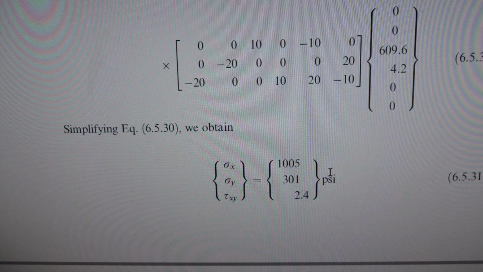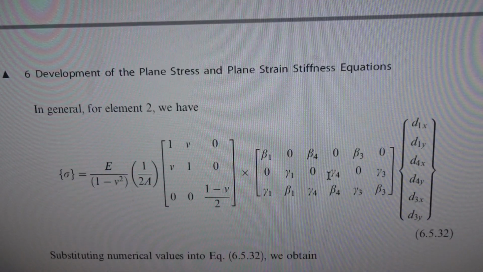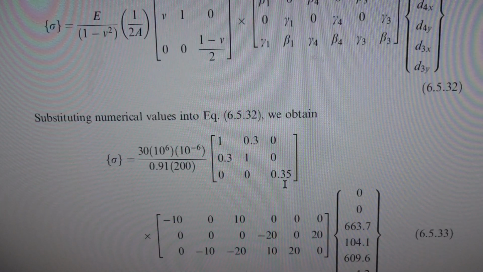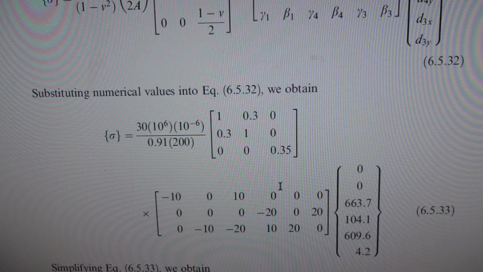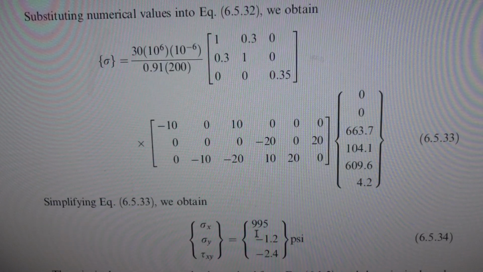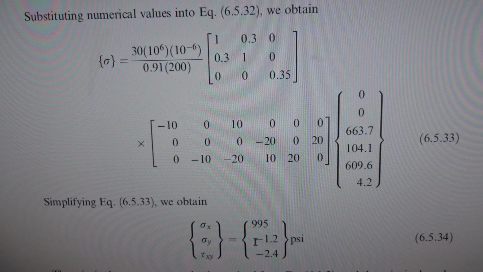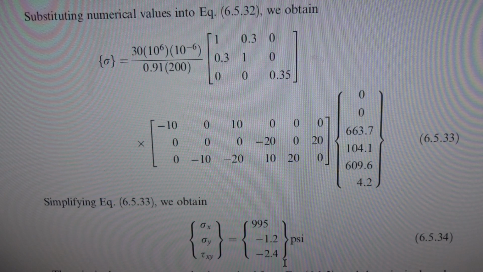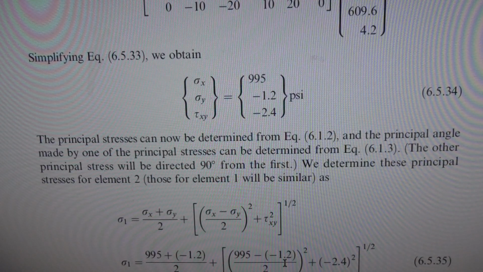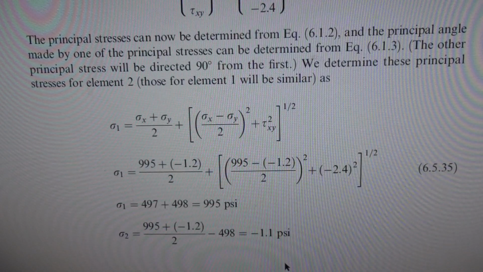1005, 2.4 psi. Similarly, for element 2, when you find the stresses, the values will be sigma x 995, sigma y minus 1, tau xy minus 2.4. Now you can also find the principal stresses.